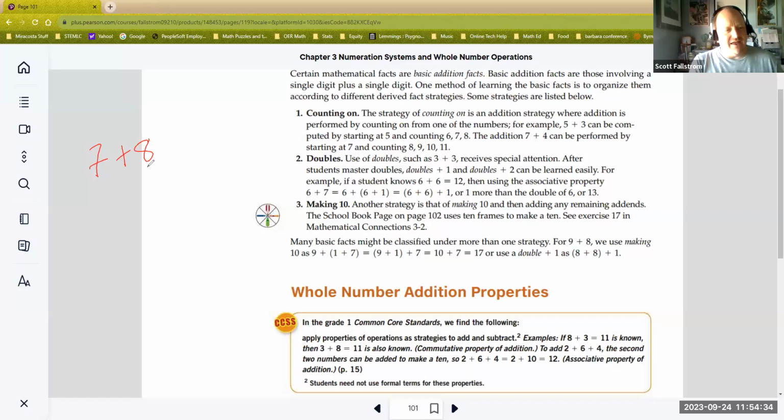I can think of 8 as being 3 plus 5. I just break it down because it is. 8 is 3 plus 5. And then I can make a group of 10, and I end with 10 plus 5, which is much easier for most everyone to do.